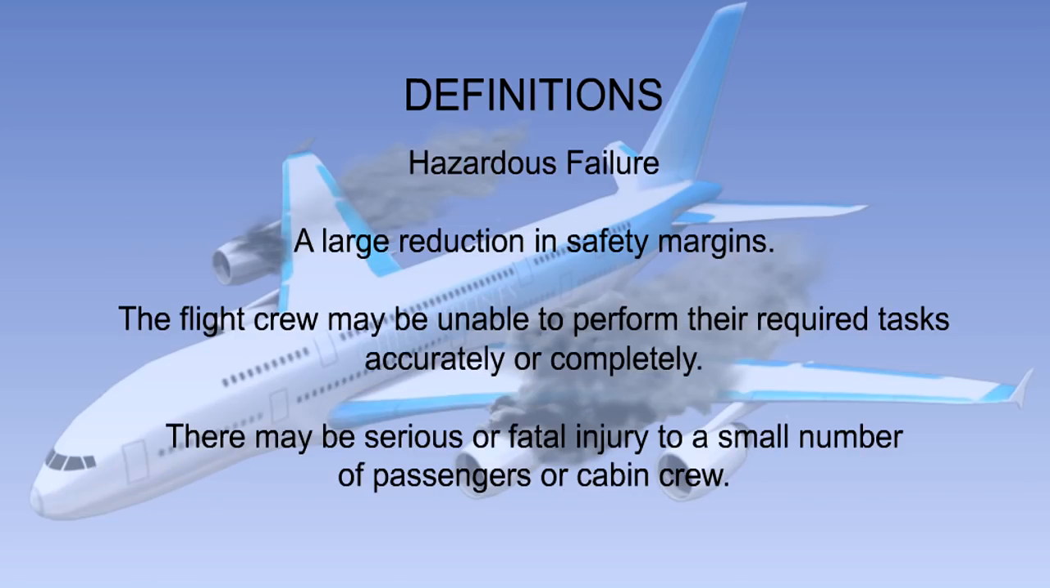A hazardous failure will reduce the capability of the aeroplane or crew to cope to the extent that there will be a large reduction in safety margins. The conditions may cause physical distress to the flight crew so that they are unable to perform their required tasks accurately or completely. There may be serious or fatal injuries to a small number of passengers or cabin crew.